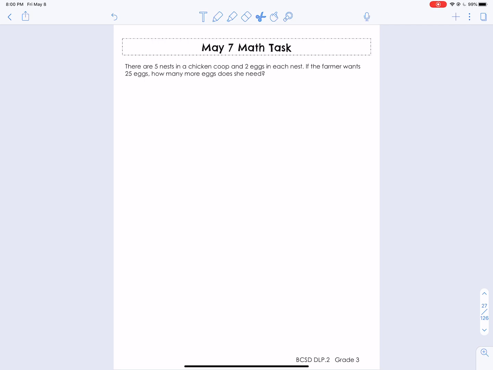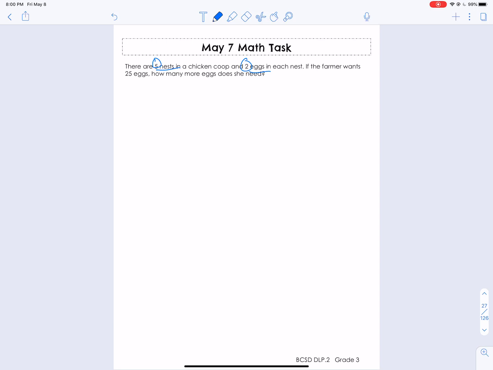There are 5 nests in a chicken coop and 2 eggs in each nest. If the farmer wants 25 eggs, how many more eggs does she need? All right, let's work with the information that's given in the first sentence to start us off. It says there are 5 nests in a chicken coop and 2 eggs in each nest. So that's sounding a lot like a multiplication problem so far.